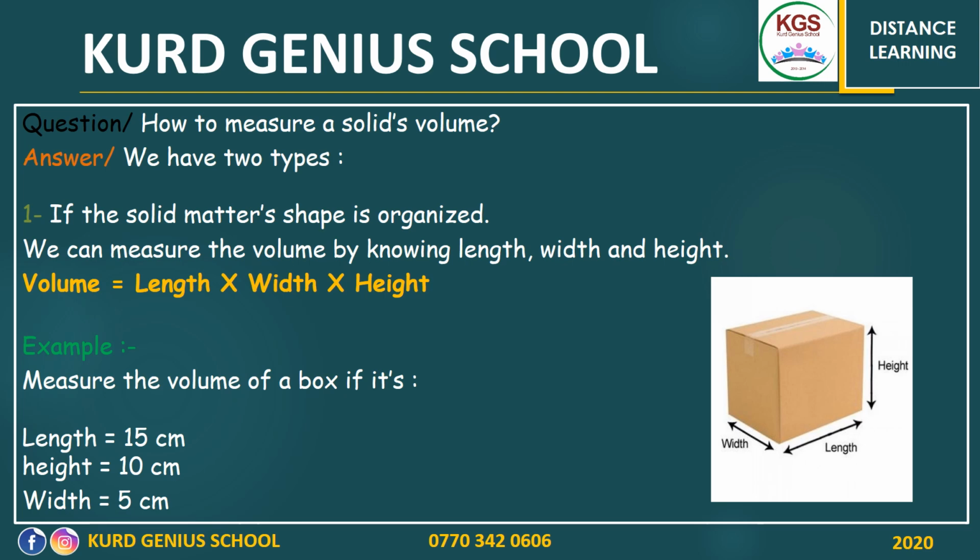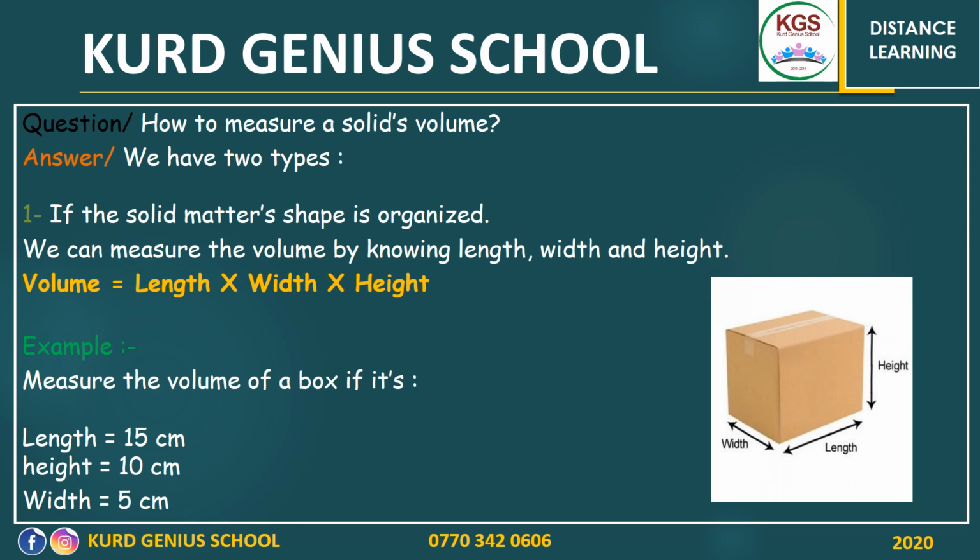Well, we have 2 types. Sometimes the solid matter shape is very organized, like a box that you see in this picture. They have height, they have length, and they have width. By those 3, we can find out the volume. We have a rule, which I wrote in orange. Volume equals length multiplied by width multiplied by height. So if we have the height, the length, and the width, we can actually find the volume of the organized matter.